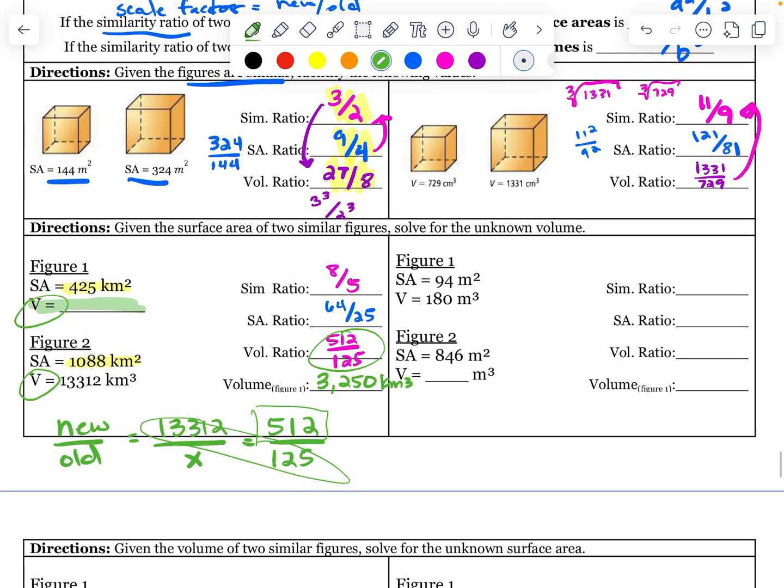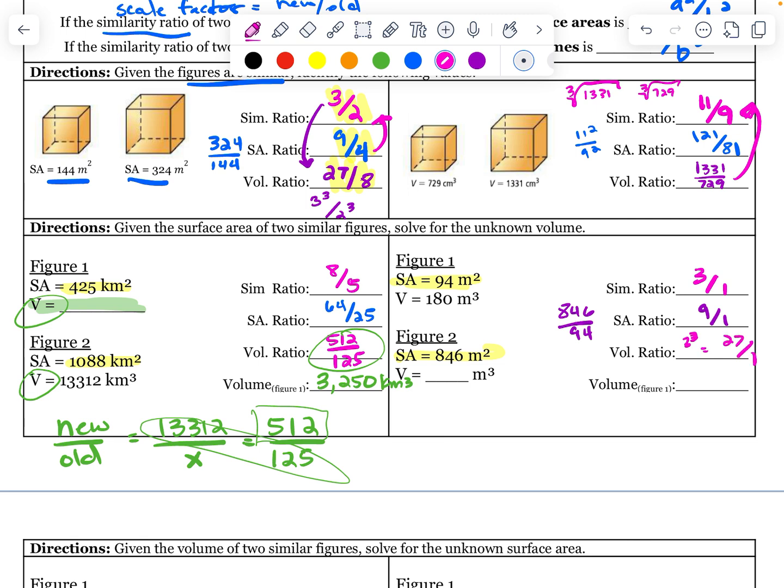All right, so given what they gave me, what can I figure out? It looks like I can figure out my surface area again. So I can use my surface area again. So let's see what that ends up being. 846 over 94. 846 over 94 is just 9. Great. So 9 over 1, which means that my similarity ratio is 3 over 1. And my volume ratio is 3 to the third, 27 over 1.